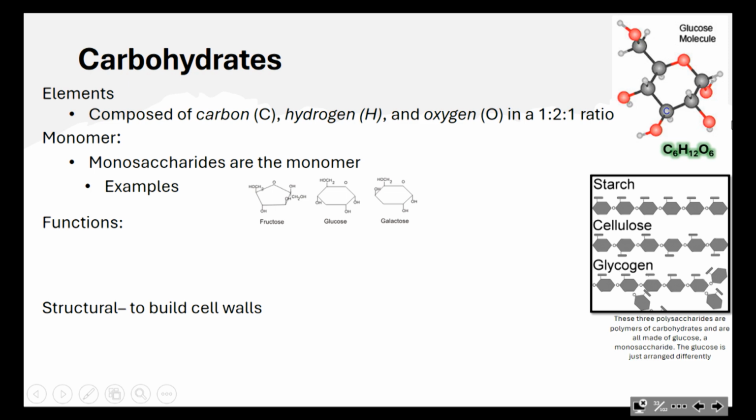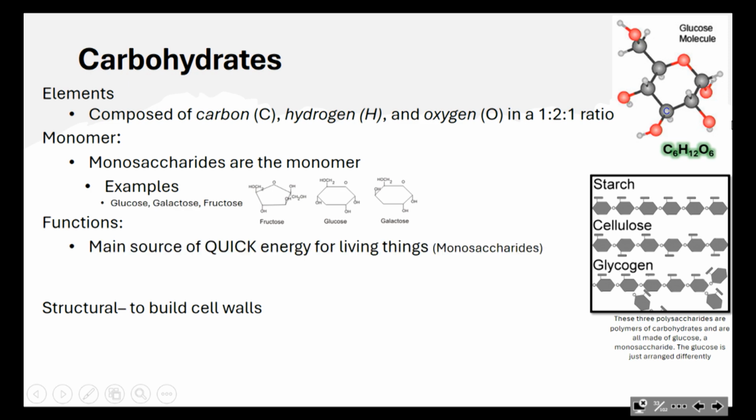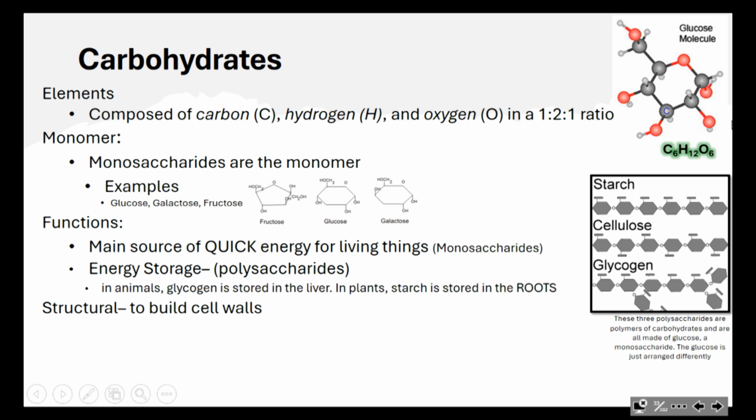Okay, what is the function of carbohydrates? It's the first form of what for the body? It's mostly used for energy, okay? It's the main source of quick energy for living things. But also carbohydrates are used for energy storage, okay? We talked about glycogen for humans and cellulose and starches for plants, okay? You can see here in animals, glycogen is stored in the liver, and in plants, starches are stored in the roots, okay?